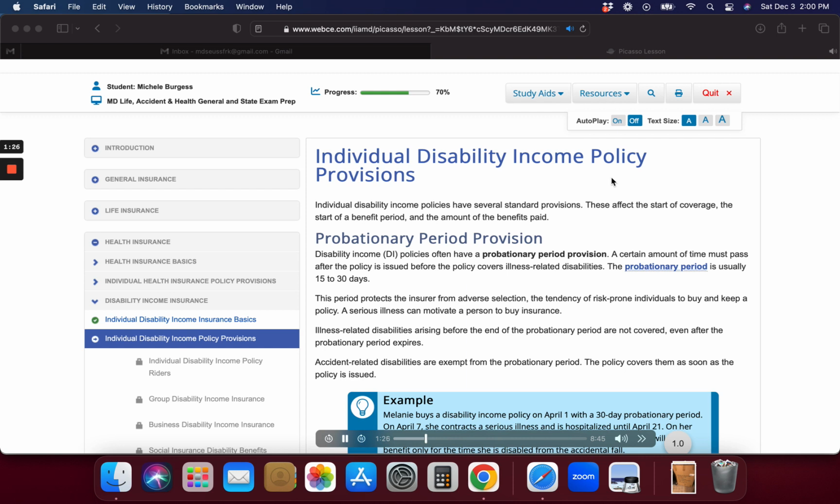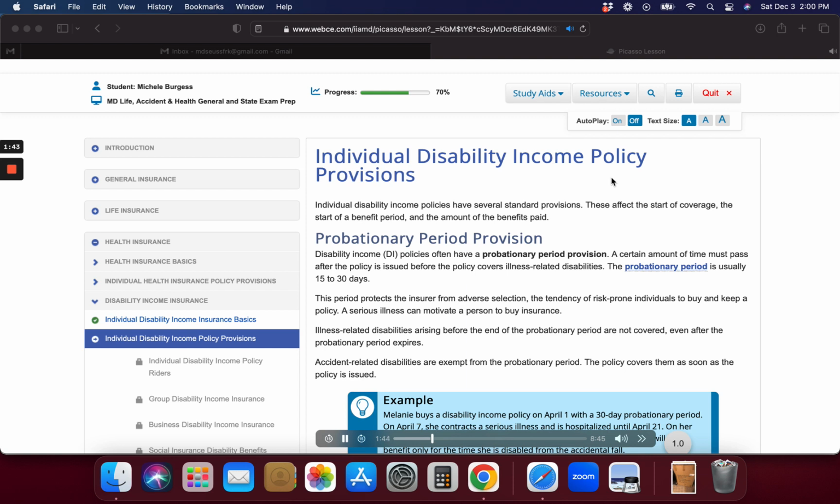Key point: when a DI policy is first issued, its probationary period must pass before it pays benefits for disability from illness. Benefits for disability from accidents are paid immediately. Once this period has passed, it does not occur again.